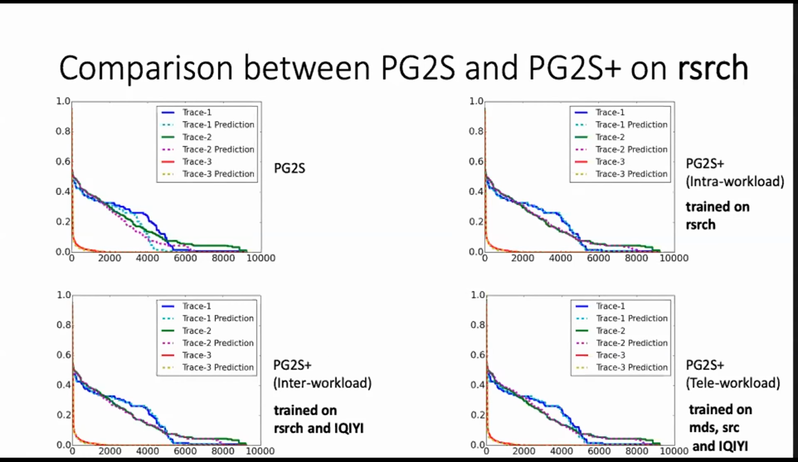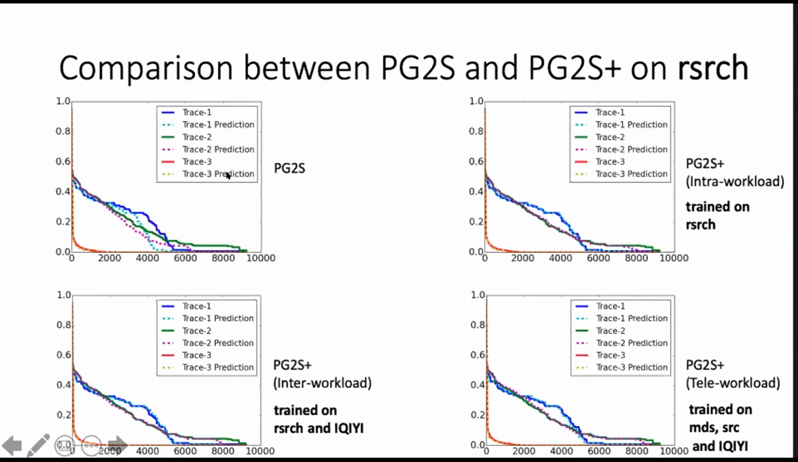For PG2S Plus intra-workload training, the model was trained on the research data sets. For inter-workload validation, the training was done on mixed subtraces from research and iQIYI. For tele-workload validation, we trained on media server, source control server, and iQIYI traces, so we didn't use any subtraces from the research server to train the model.